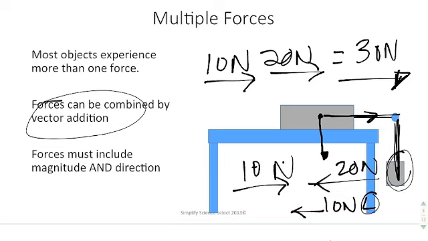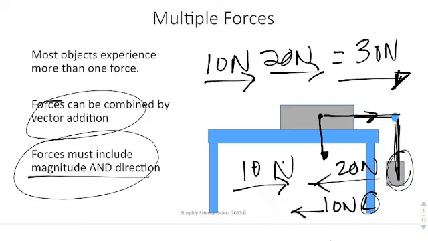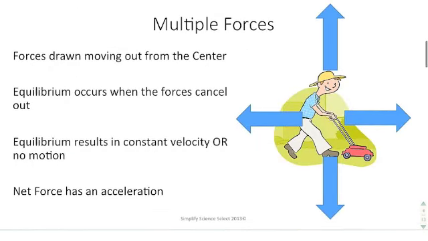So forces are vectors and therefore must include magnitude and direction. It's not enough to say a force of 5 newtons. You've got to say it's a force of 5 newtons north, south, east, west, up, down, some sort of direction along with that. So now we take a look at multiple forces.